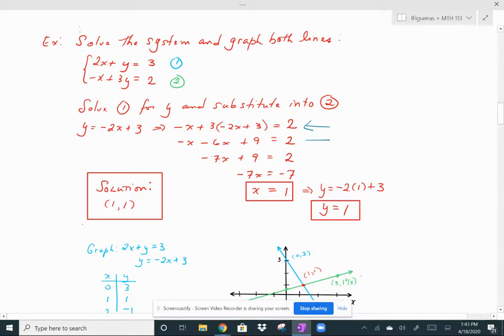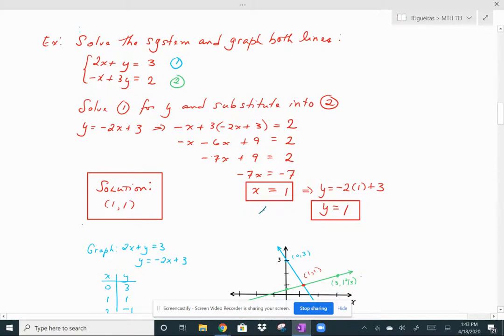Then distribute the 3, which is what you see in this line. So we have negative x minus 6x plus 9 equals 2. Combine like terms in the next line to get negative 7x plus 9 equals 2. Then subtract 9 from both sides. We get negative 7x equals negative 7. Then divide both sides by negative 7, and you get x is equal to 1.